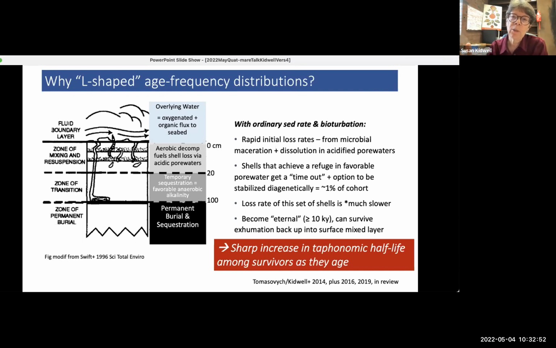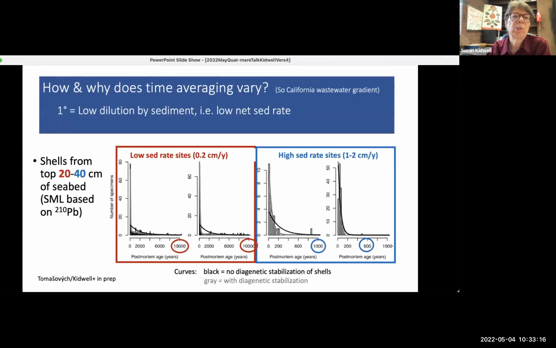So when we're working on fossil records, we're working on the 1% of shells that survive those initially very high rates. And these shells become fundamentally eternal. These are the ones that then are 10 and 20,000 years old, and they can survive exhumation back up into the surface mixed layer, where we sample them and get these L-shaped age frequency distributions.